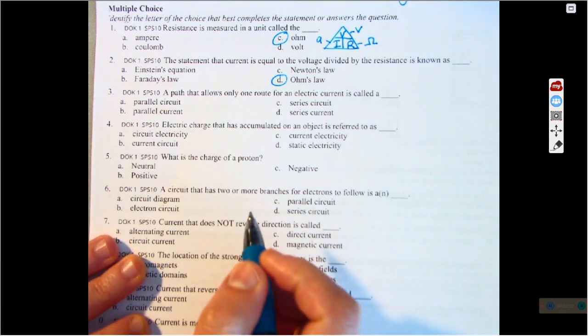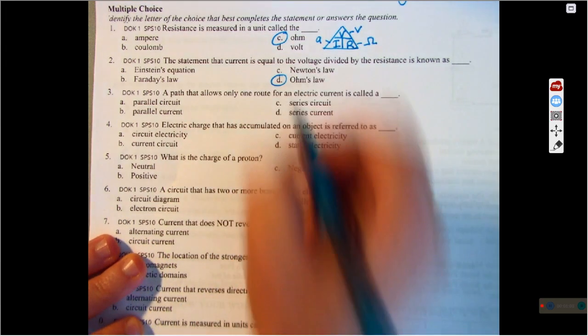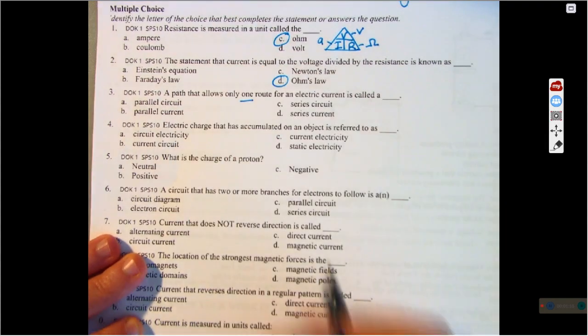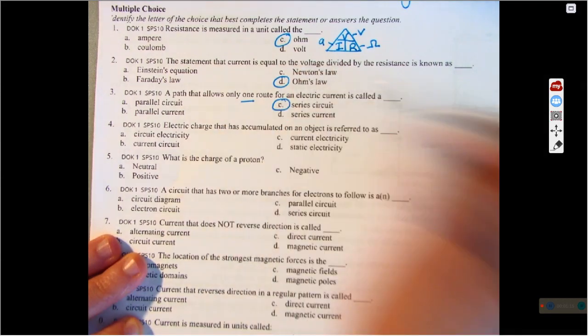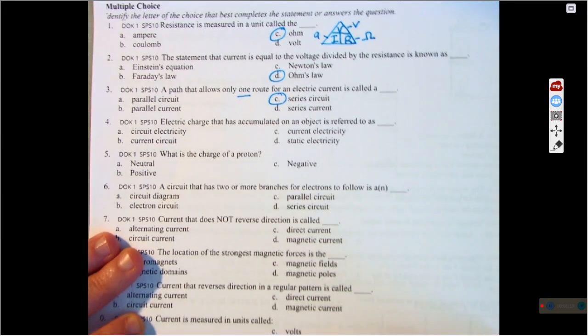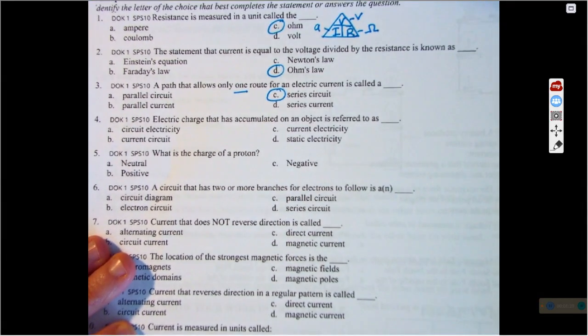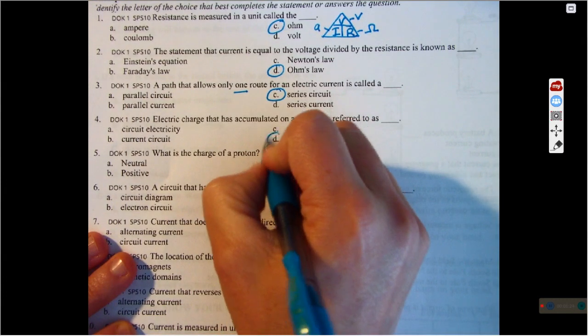A path that allows only one route. If you see just one route for current to flow, that is a series circuit. Parallel has more than one path. Electric charge that has accumulated or built up on an object is referred to as static electricity.